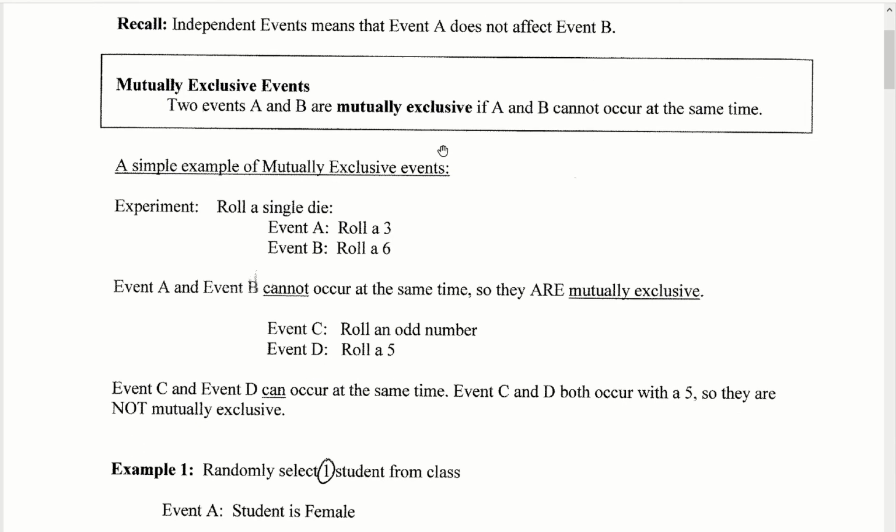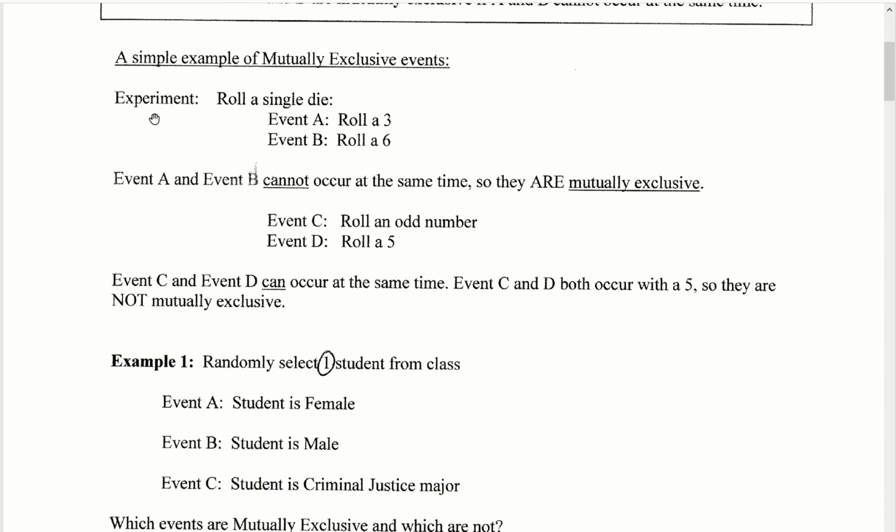The new definition, which is going to be new to section 3.3, is that of two events being mutually exclusive. We say that two events, A and B, are mutually exclusive if they cannot occur at the same time. An example would be, suppose we roll a single die, and let event A be that of rolling a 3, and event B of rolling a 6. On a single trial, we can either roll a 3 or a 6, but they can't happen at the same time. So these two events, A and B, would be mutually exclusive because they cannot happen at the same time.